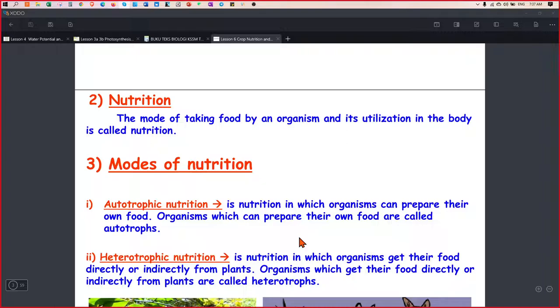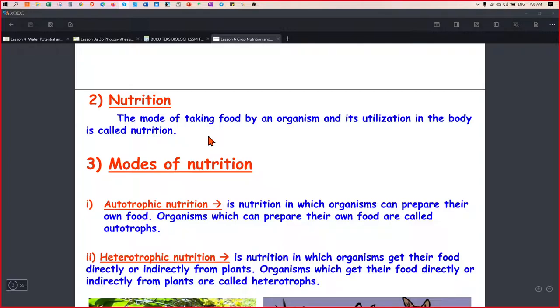And when you study about all these nutrients, this is the field that we call the study of nutrition. We understand the mode of food taking by organisms, and then how it gets utilized in the body of that particular organism. So whatever you're learning now, we call it crop nutrition. We learn what is important to be consumed by the crops, and then how this gets metabolized in the crop, to what functions.